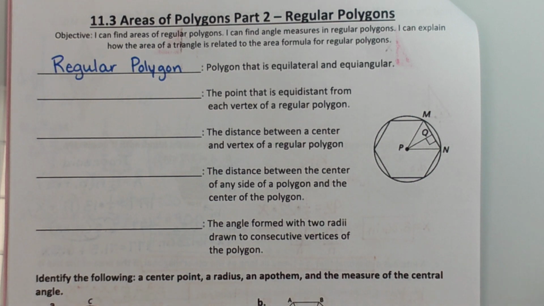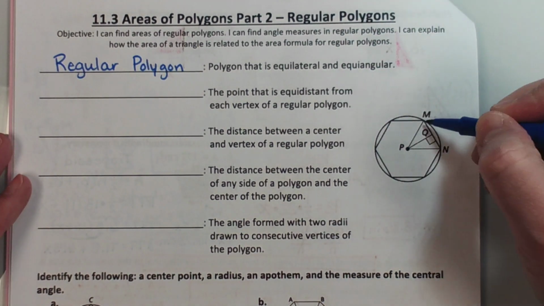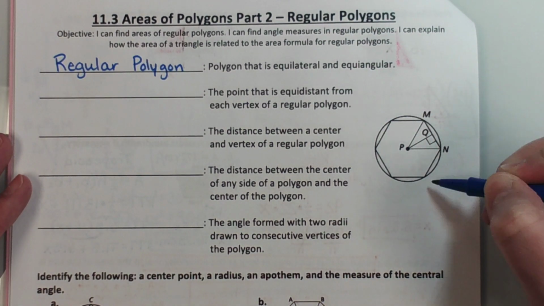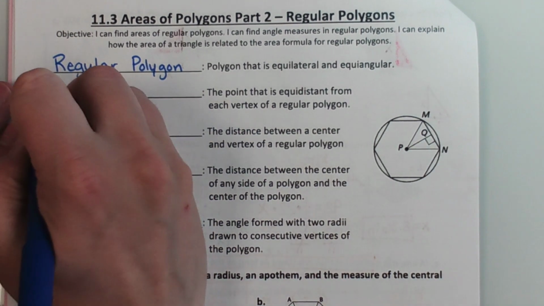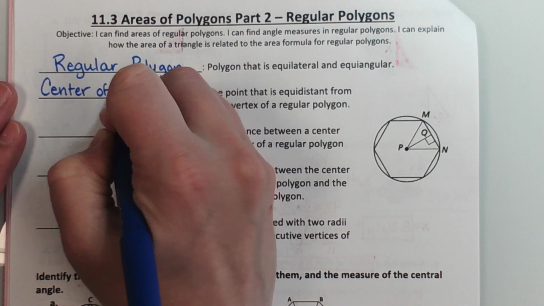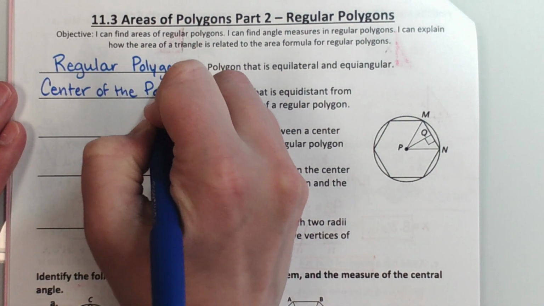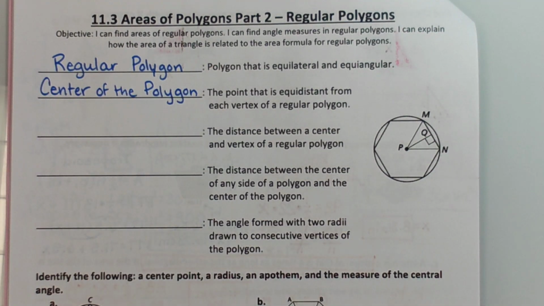If we talk about a point equidistant from each vertex, the vertices are here. The point that's the same distance from all of them is the center of that polygon. Furthermore, that center of that polygon would actually also be the center of the circle in which the polygon is inscribed. It's the center of the circle and the polygon simultaneously.